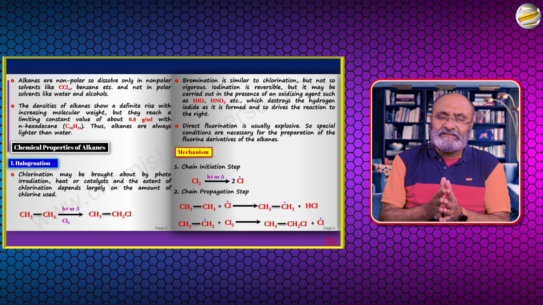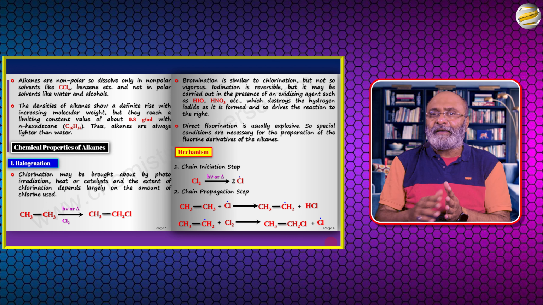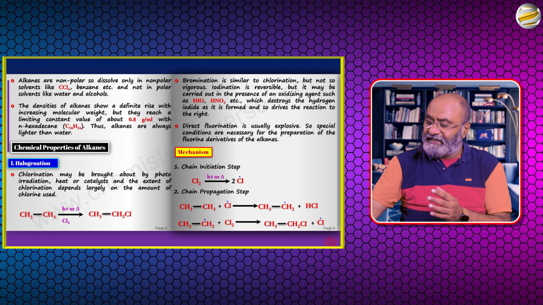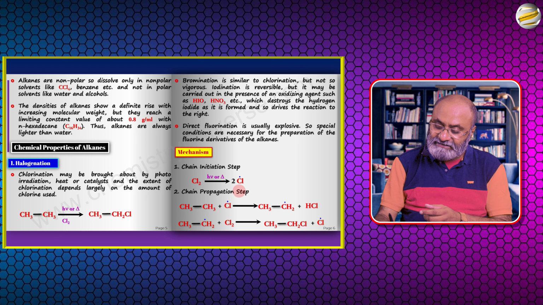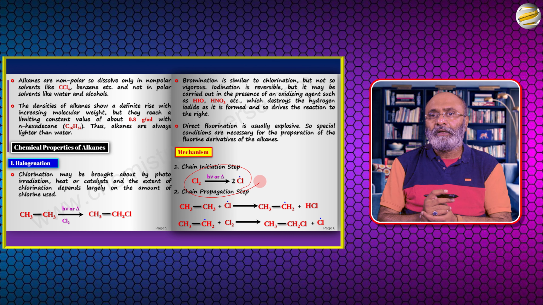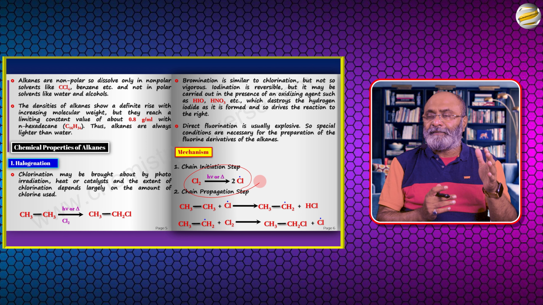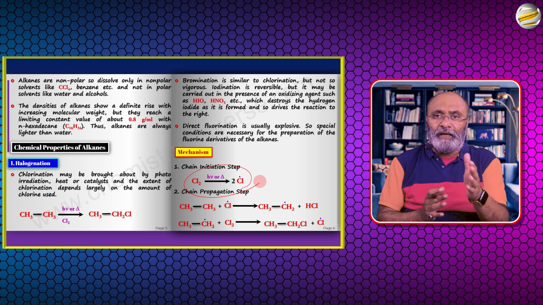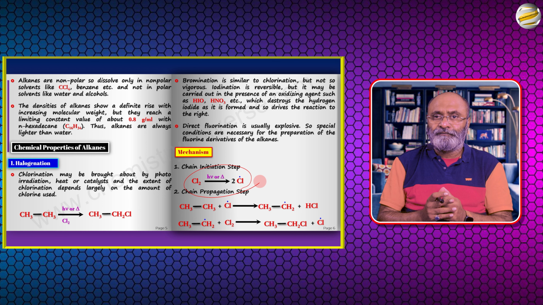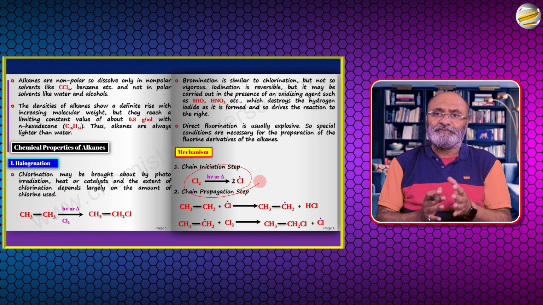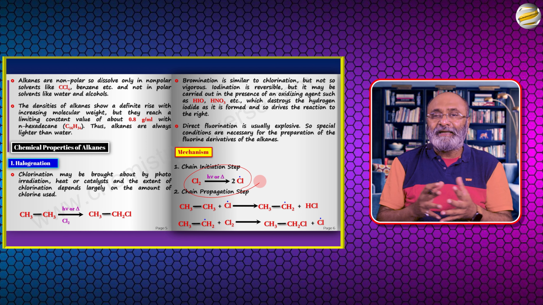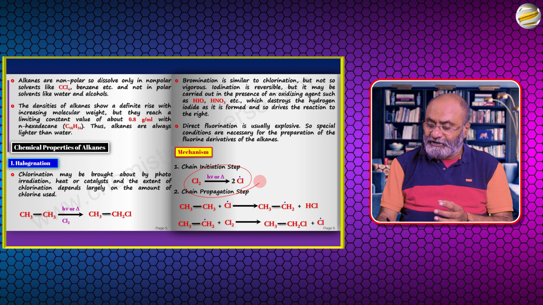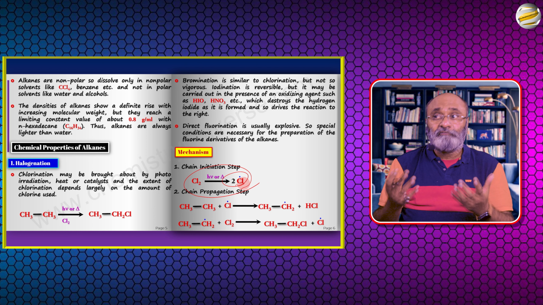The answer to this is that here the rate determining step is this initiation step. It is this step which is the RDS. That means if I have, let's say, 1 million chlorine molecules and 1 million ethane molecules, I give 20 photons per second. So in 1 second, how many chlorine molecules do you think will break? 20. So how many chlorine atoms do you get? 40.